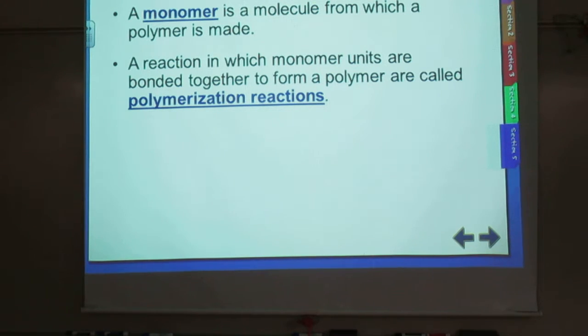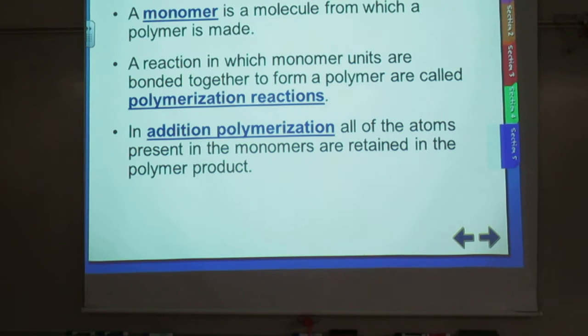One thing you can do is make a polymerization reaction, which is where those units are bonded together to make the polymer. When you took the glue and the borax and stuck them together, that's a reaction that makes a polymer that acts in a crazy way. That's called a polymerization reaction. When you're adding the two together, you'll find addition polymerization, where the atoms that are present are retained in the product. So everything that you start with becomes a polymer in addition polymerization.